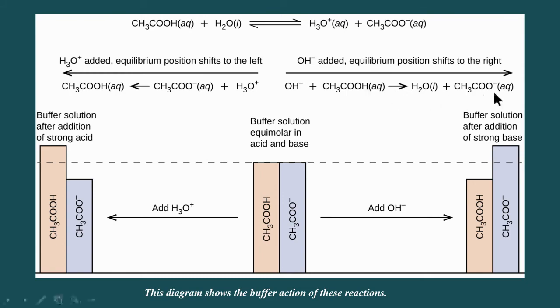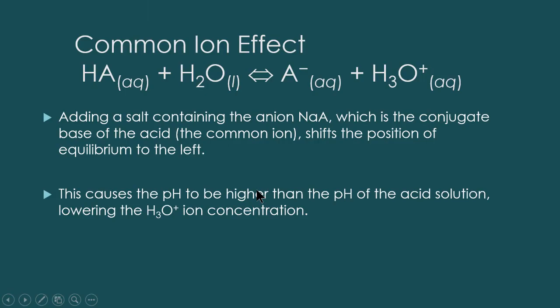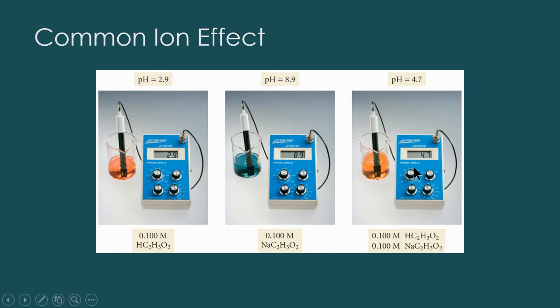Okay? Now when you add salts to the solution, it will just add to the movement of the equilibrium towards the left. So when you add more salts, you're going to be producing on the left side. Okay? Now, this causes the pH to be higher than the pH of the acid solution and lowers the hydronium ion concentration. Okay? So this is an example of what it looks like.